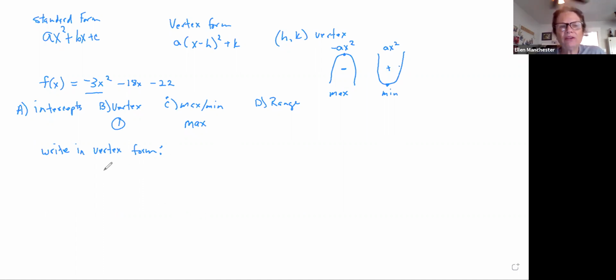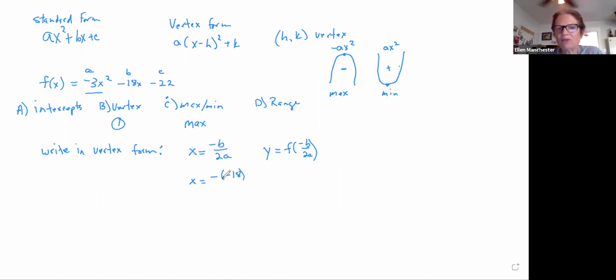So to get into vertex form, your vertex formula is negative b over 2a. That's your x value of the vertex. And then to get the y value, you plug that answer back into the original equation. Since this is in standard form, my b value is negative 18. So this is my a, this is my b, and this is my c. Make sure you keep the signs in front of it. So I have my x value is negative b.